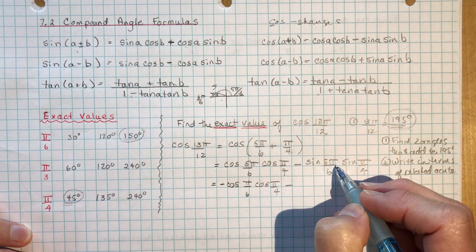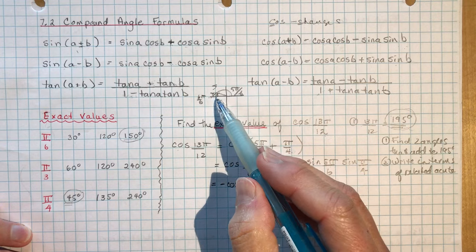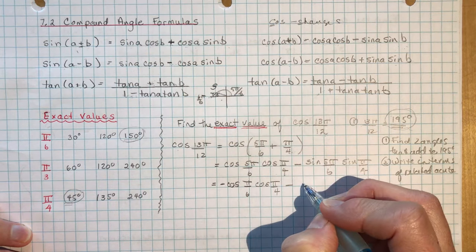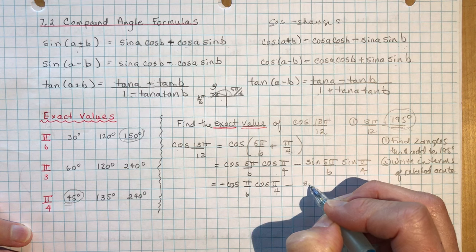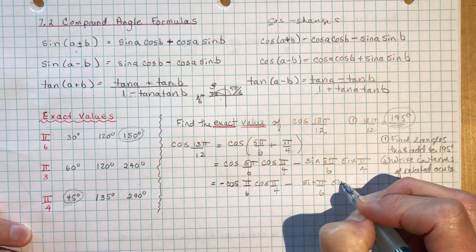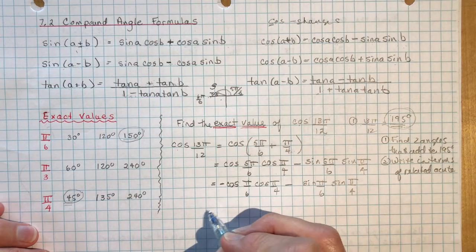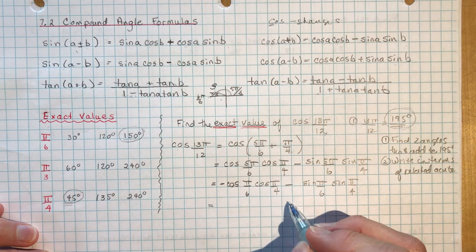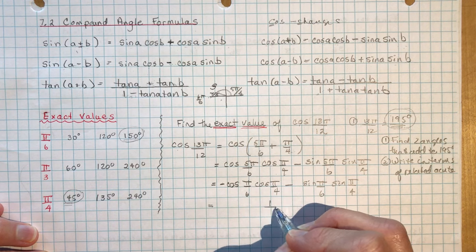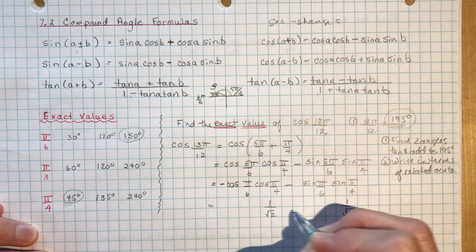The sine of 5 pi over 6. When I'm in this quadrant, that's going to be the sine of pi over 6 because sine is positive, so it's still going to be minus sine of pi over 6 and sine of pi over 4. Okay, so now you have to go to your special triangles. Pi over 4, those are the easy ones. That one's 1 over root 2, 1 over root 2.